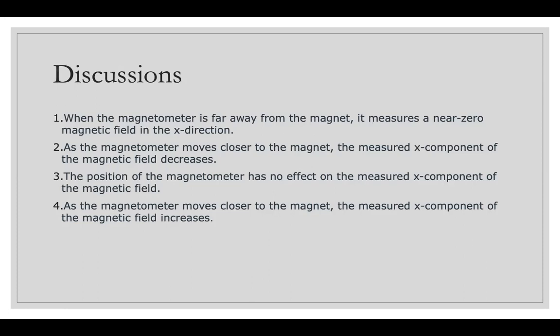As the magnetometer moves closer to the magnet, the measured X component of the magnetic field decreases. This is actually incorrect. As the radius is smaller, all components of the magnetic field should increase. The position of the magnetometer has no effect on the measured X component of the magnetic field. This is incorrect, as stated above. It will make any component that has any magnitude larger as you move it closer. As the magnetometer moves closer to the magnet, the measured X component of the magnetic field increases. Correct.